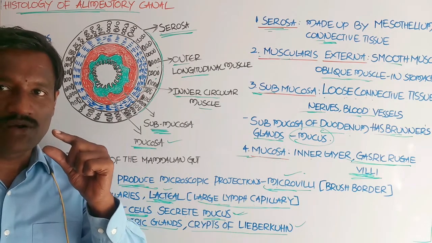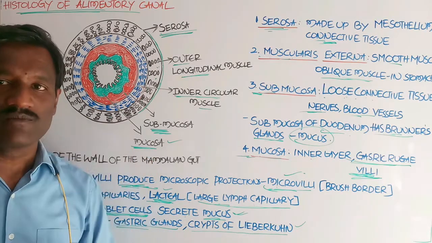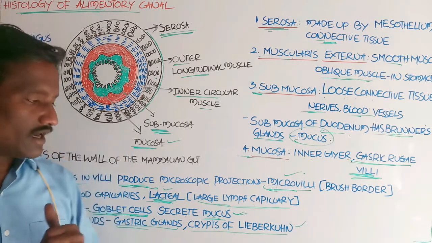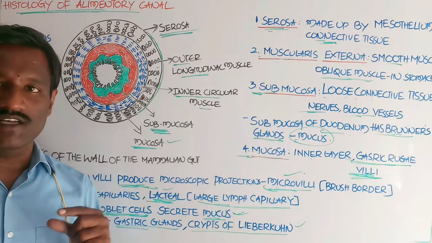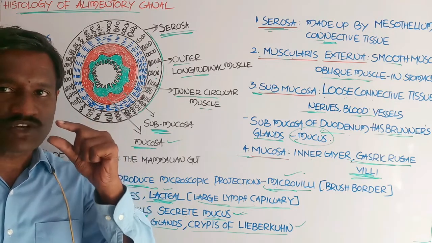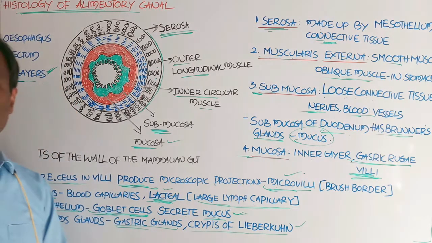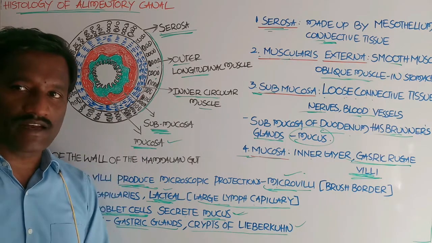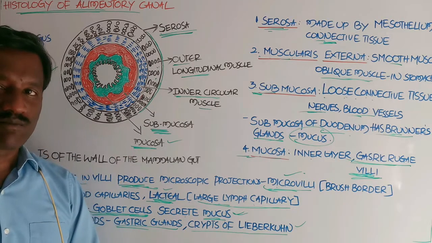If you observe the villi, at the base of the villi there are the crypts of Lieberkühn. Okay, the mucosa in the small intestine shows the villi, and if you observe the base of the villi, that shows the crypts of Lieberkühn. Crypts of Lieberkühn are also considered intestinal glands, which secrete intestinal juice into the lumen of the small intestine.